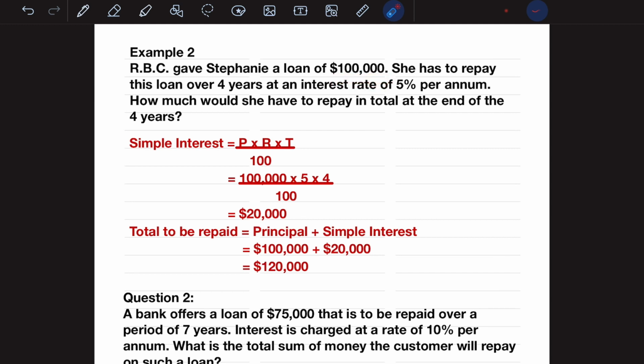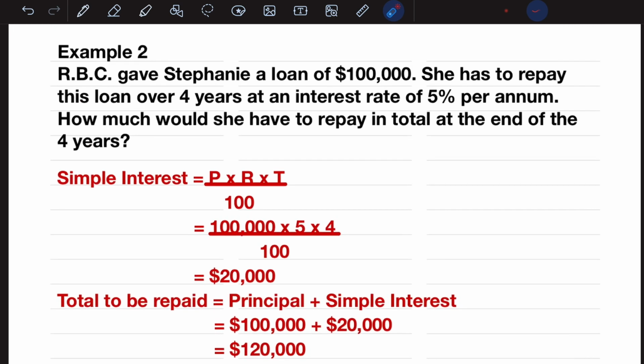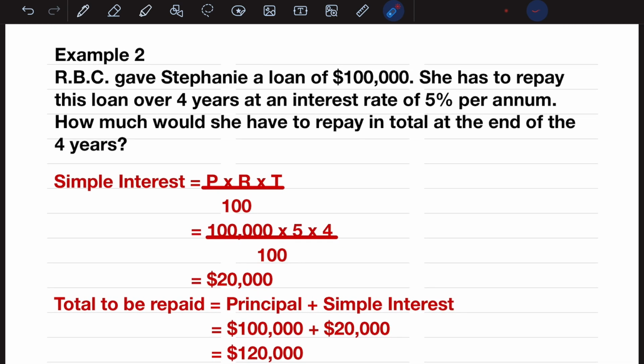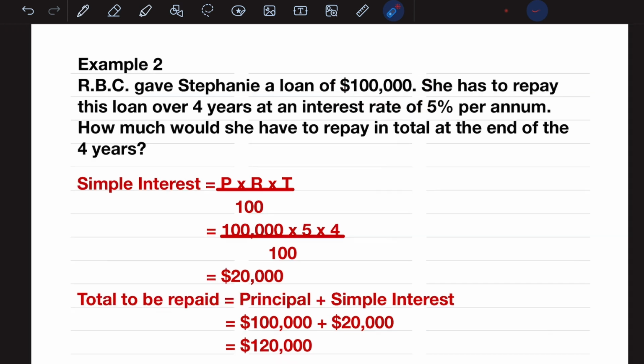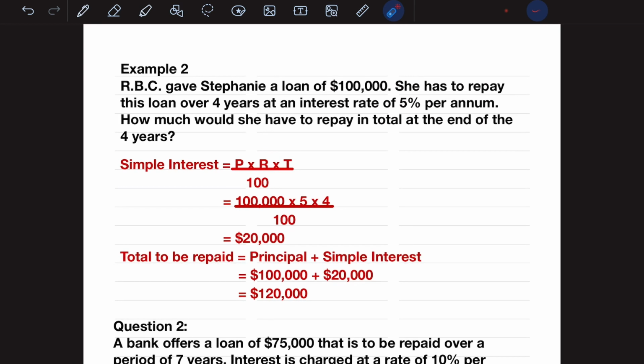So let's work out the simple interest. So the simple interest is the principal by the rate by the time, 100,000 multiplied by 5% multiplied by 4 years, all over 100, and we will get 20,000. So we are going to add 20,000 back to the original amount borrowed to get a total. Alright, so that was simple. So go ahead and take down example 2 and then try question 2. Pause the video until you are finished with that.